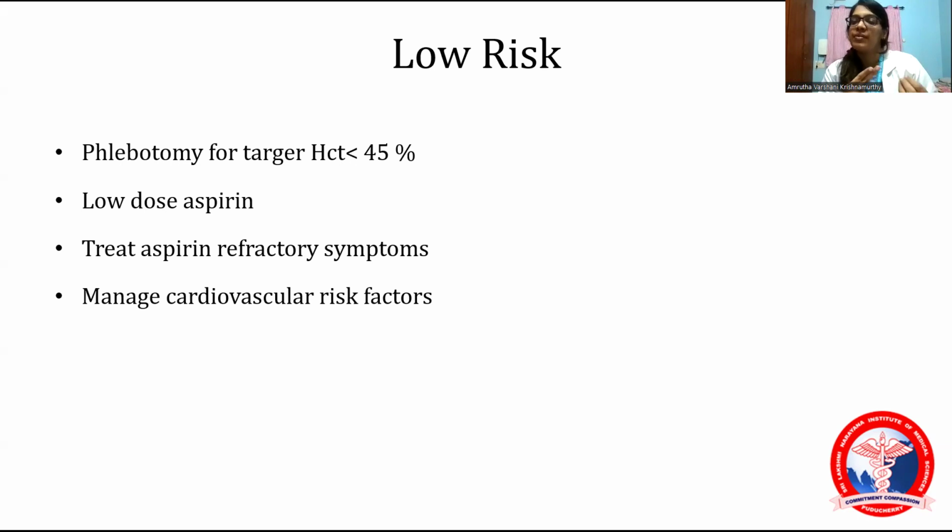That is point number one. Second, we have to prevent thrombotic events. So how do we reduce the thrombotic risk? One is to give low dose aspirin. What do I mean by low dose aspirin here? 50 to 100 milligrams of aspirin has to be given to these patients daily. This is irrespective of whether the patient is low risk or high risk. Phlebotomy and low dose aspirin are common for both low risk and high risk patients.